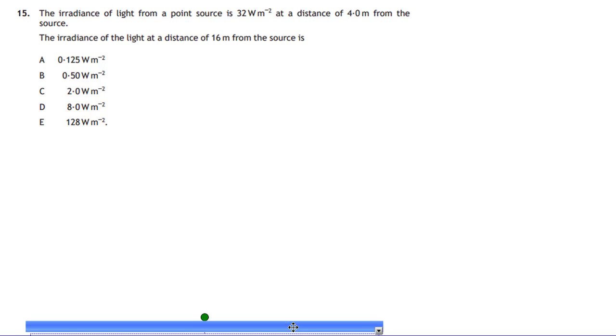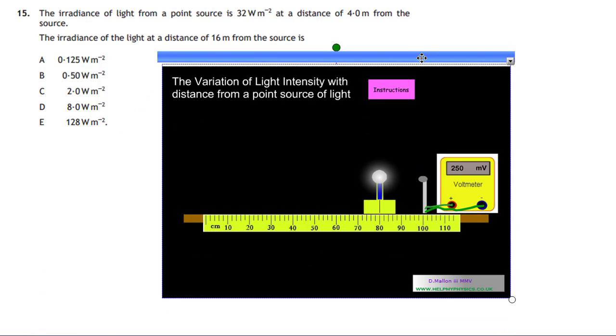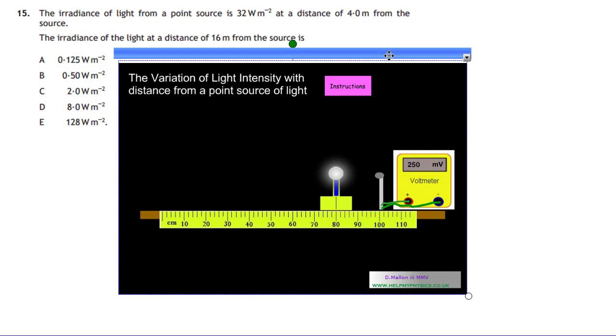Now, if you go and look at this little simulation here, we can do this question quite quickly without the need to resort to the equation. For example, there's our point source. Remember, the inverse square law only depends on the point source, and it's giving us a reading of 250 millivolts, which we can consider to be the irradiance of the light. So if we're only 20 centimeters away from it, and we move away to the end, you can see that the irradiance has certainly gone down. Now, this is how I would tackle this particular problem.